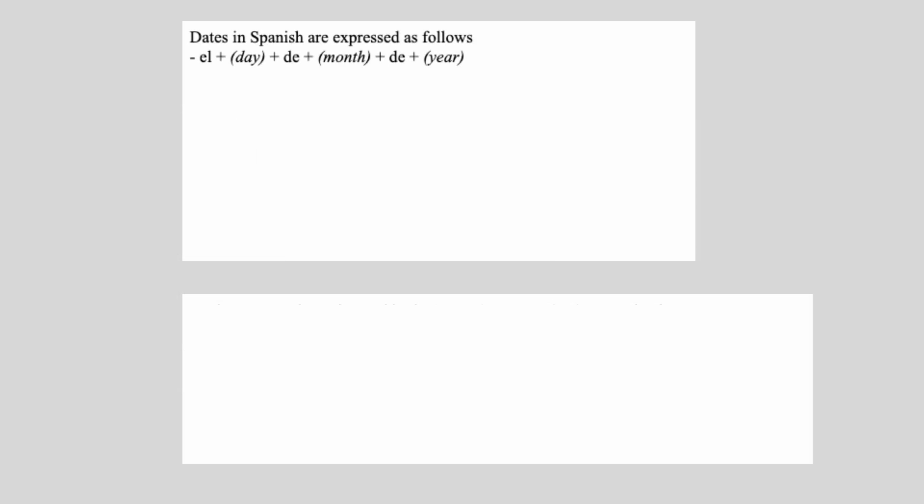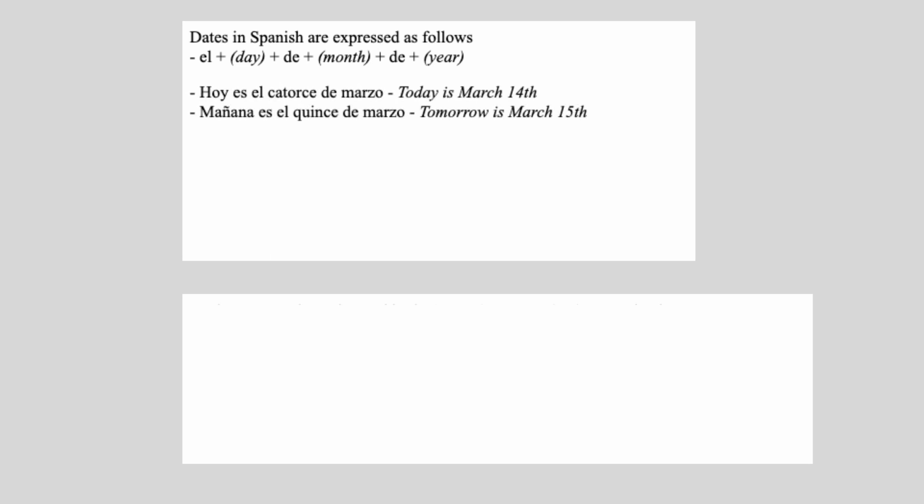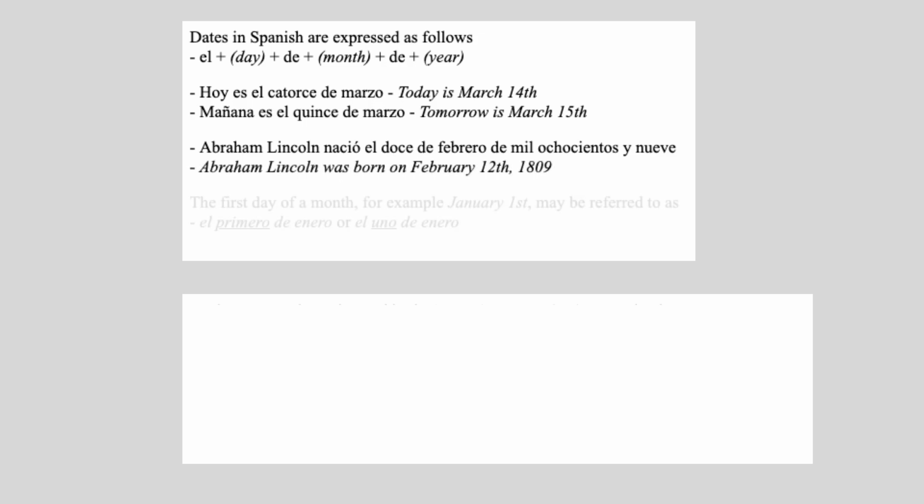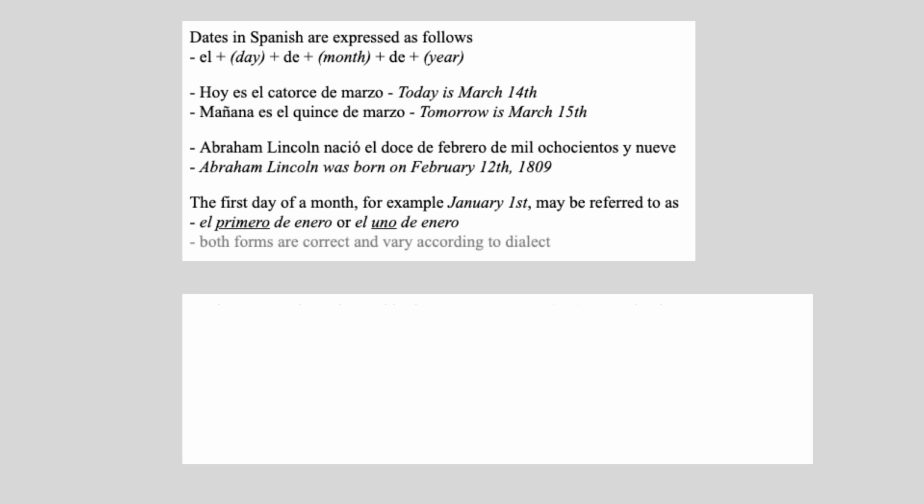We express dates in Spanish according to this construction. Hoy es el 14 de marzo. Mañana es el 15 de marzo. Abraham Lincoln nació el 12 de febrero de 1809. The first day of a month, such as January 1st, may be referred to as el primero or el uno de enero. Both forms are correct and vary according to dialects.